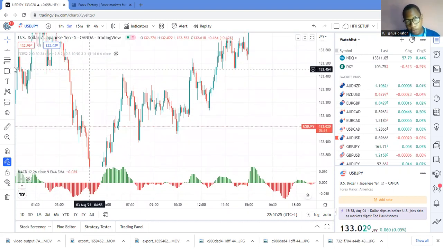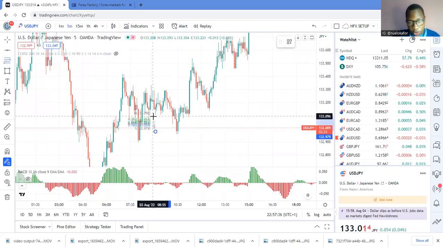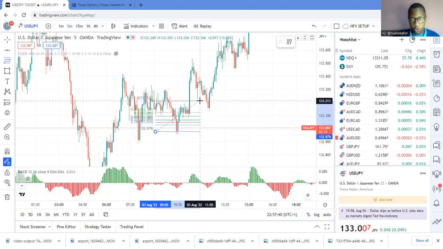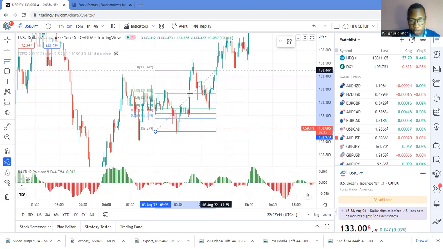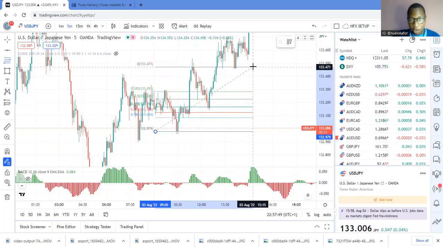I'll pick my Fibonacci retracement tool, right? I'll pick it, and then I'll draw it from this low. By the way, notice I'm only taking the bodies of the candles. Some people do wick to wick. I like doing body to body. So I just pick it from this low here and take it to this high here. Okay, and then the area I usually use.